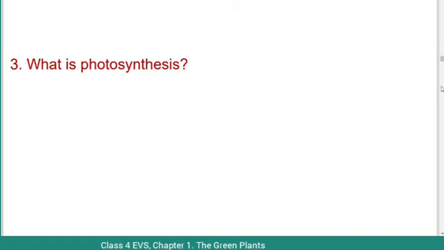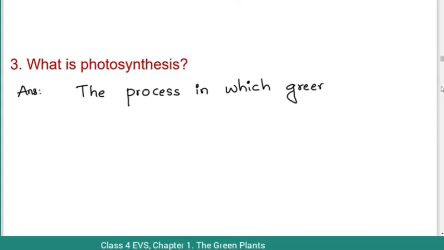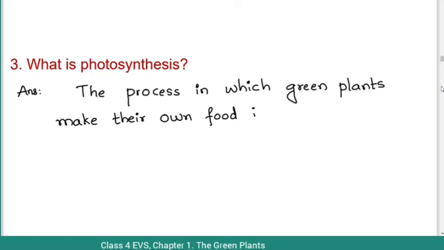Third one, what is photosynthesis? The process in which green plants make their own food is called photosynthesis.